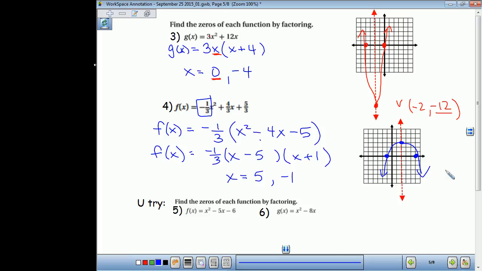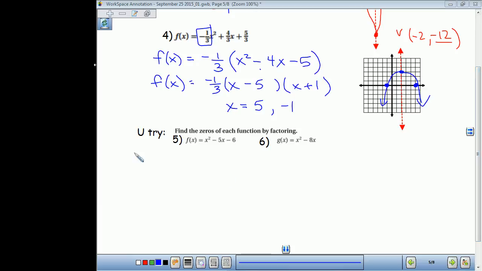Okay, you try 5 and 6. You don't have to graph it, but see if you can find the zeros of those functions. Just find the zeros.